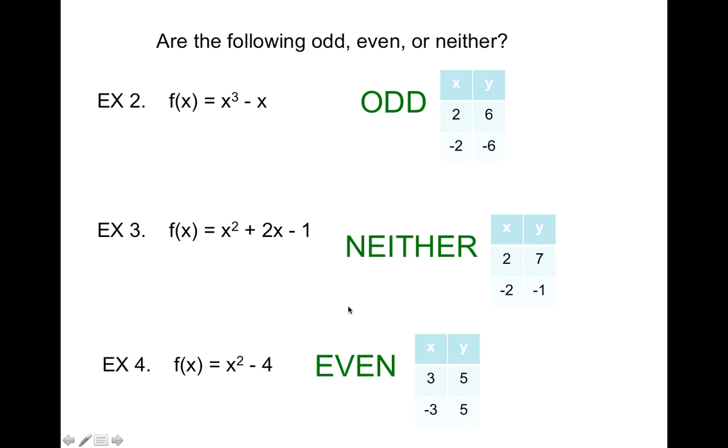But if I look at the table and I plug in a number like 3, I get a 5. If I plug in negative 3, the opposite, I also get 5. No sign change indicates that this is even. If you plug in a number to any of these examples and you get 0 for y, 0 has no sign change, so it's not a number that we can use to evaluate whether something is odd or even.